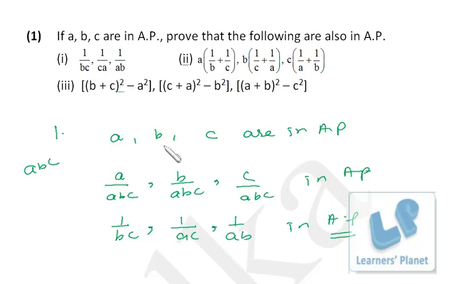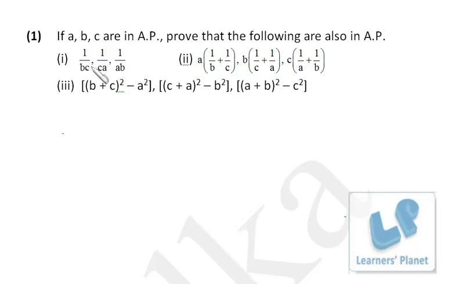And we have to prove the same only, 1 upon BC, 1 upon CA and 1 upon AB in AP. So we started with A, B, C in AP, that's given. Then we used the property of arithmetic progression that if three terms are in AP and we divide all the terms by the same constant, they will still be in AP. So these three are proved to be in AP. That's pretty simple.